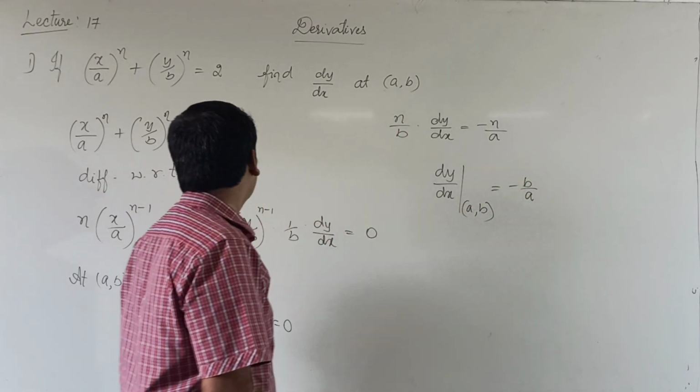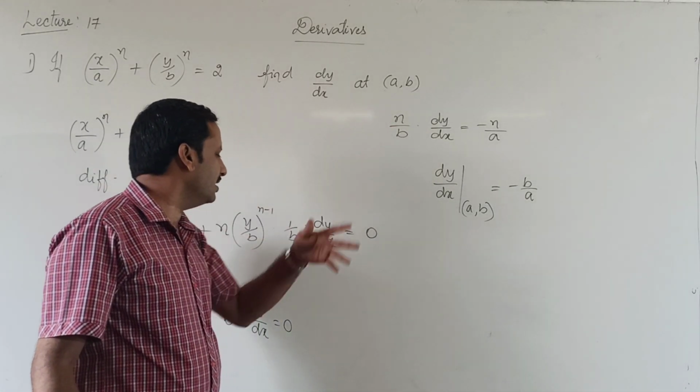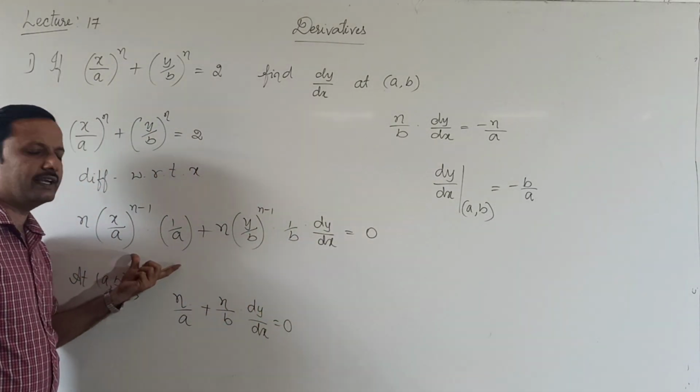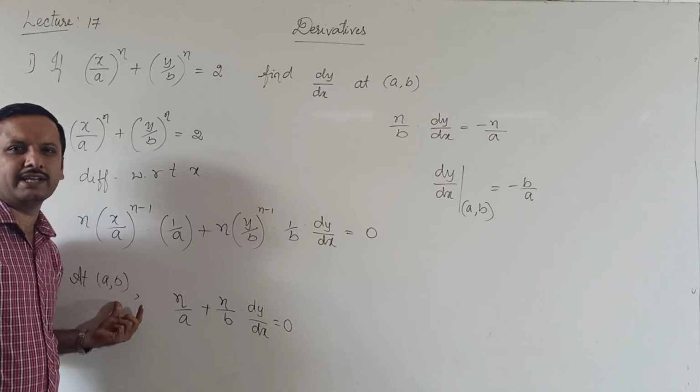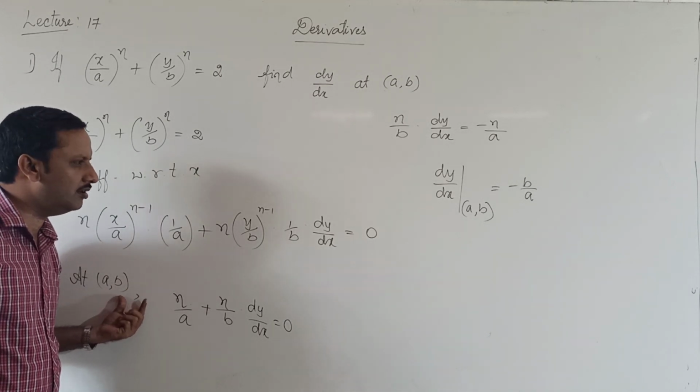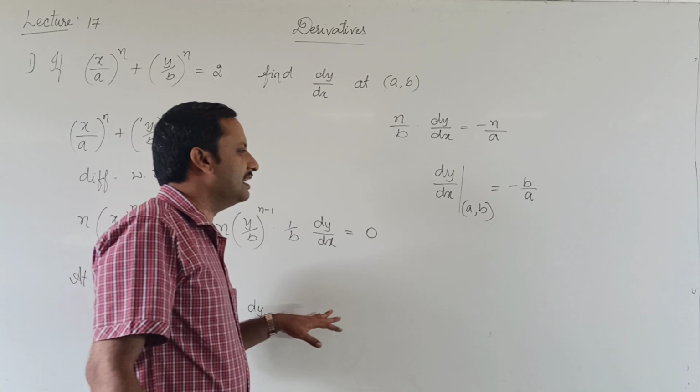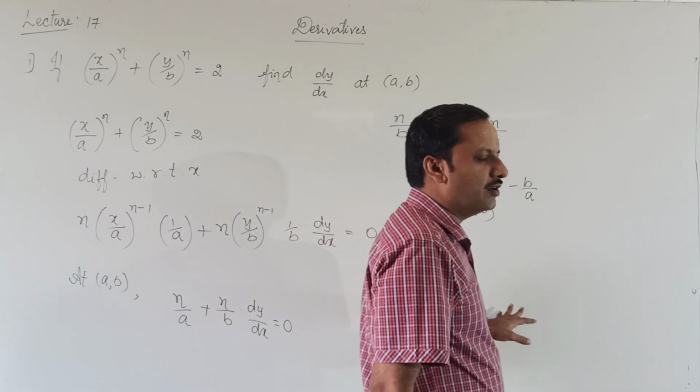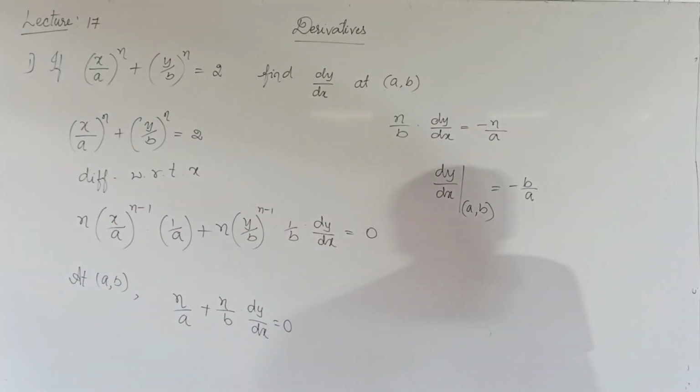So you are asked to find dy by dx at this point, at (a, b). What did I do? After differentiating, I have substituted x equal to a and y equal to b. This is what we get: dy by dx at (a, b) is equal to minus b by a. Okay. Let us look at the next question now.